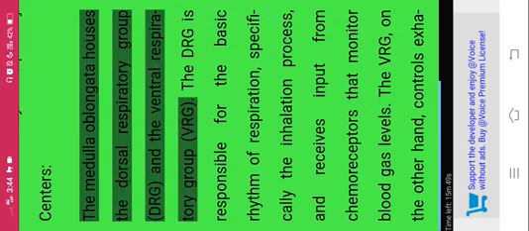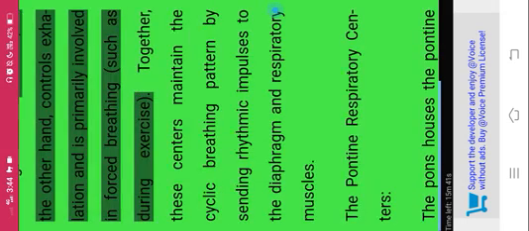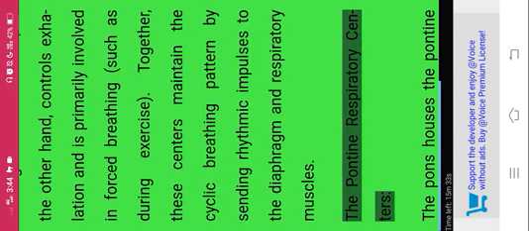The medulla oblongata houses the dorsal respiratory group (DRG) and the ventral respiratory group (VRG). The DRG is responsible for the basic rhythm of respiration, specifically the inhalation process, and receives input from chemoreceptors that monitor blood gas levels. The VRG, on the other hand, controls exhalation and is primarily involved in forced breathing such as during exercise. Together, these centers maintain a cyclic breathing pattern by sending rhythmic impulses to the diaphragm and respiratory muscles. The pontine respiratory centers.